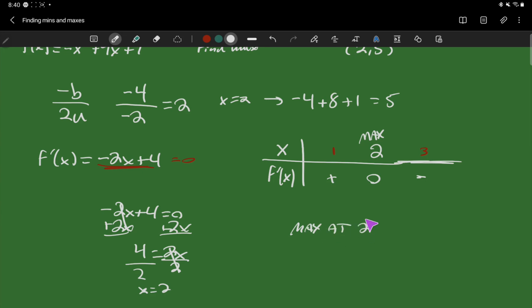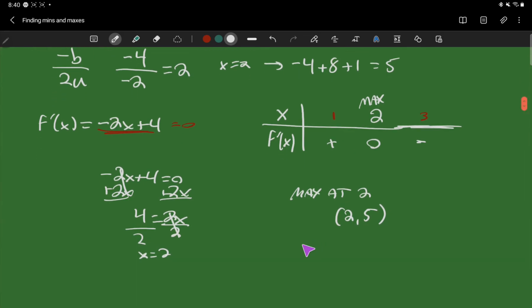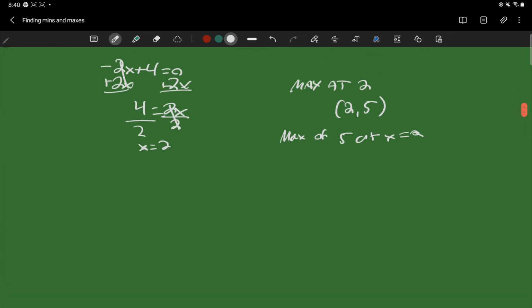Max at 2. And then you can do the same process as before, where you plug this back into the original function, and we know that you get 5. So the maximum is at (2, 5), or you can write it out as, just say maximum for now, we're not going to worry about absolute, we'll just say max of 5 at x equals 2. So that seems easy enough.